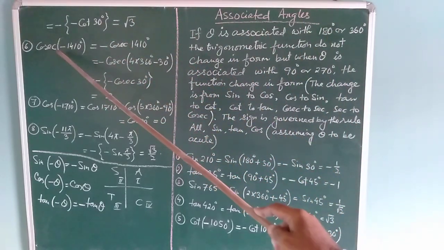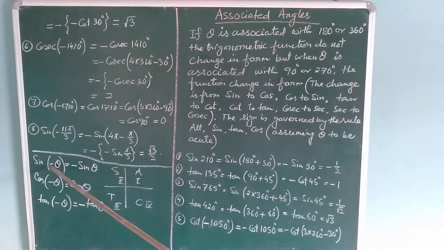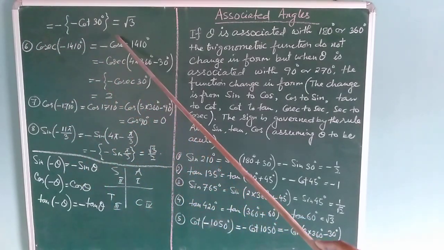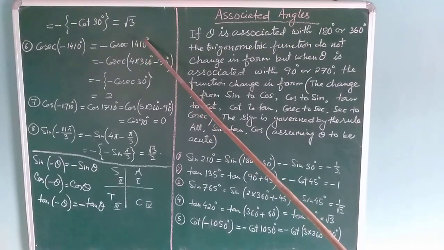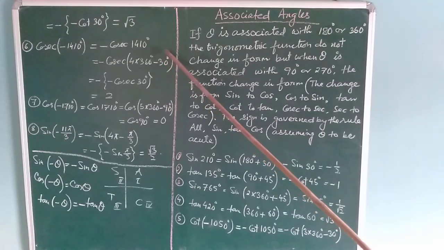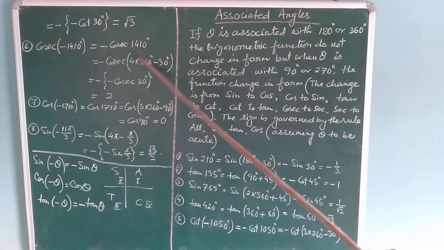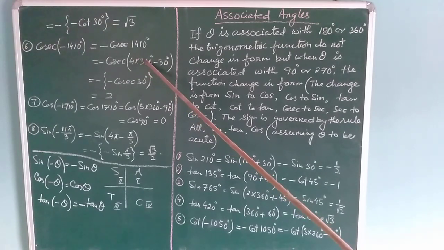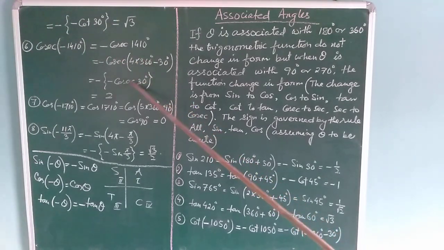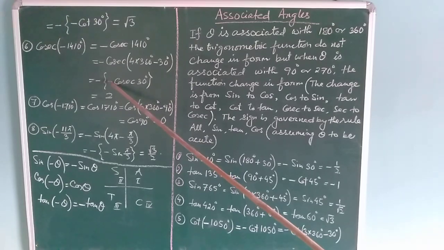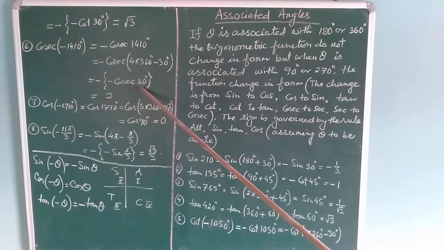Similarly, cosec of minus: sin of minus theta is minus sin theta. So cosec of minus 1410 is minus of cosec 1410. 1410 means 4 into 360 minus 30. After this simplification we get this one. Again 360 is there, so cosec remains cosec. 360 minus something means we are in the fourth quadrant, that's why we get this minus sign. This minus times minus is plus, cosec 30 means 2.